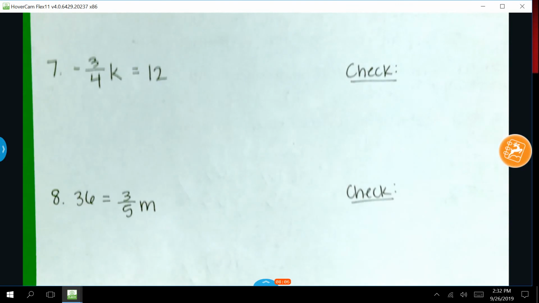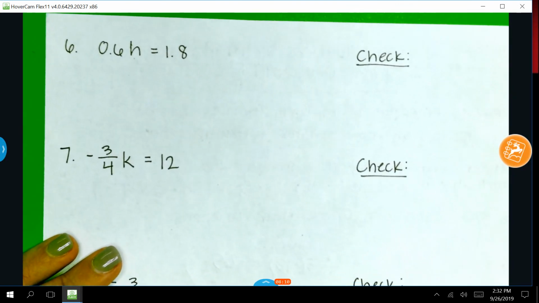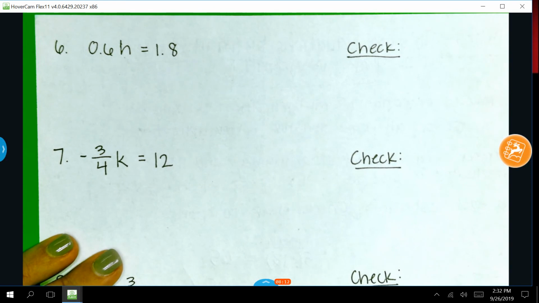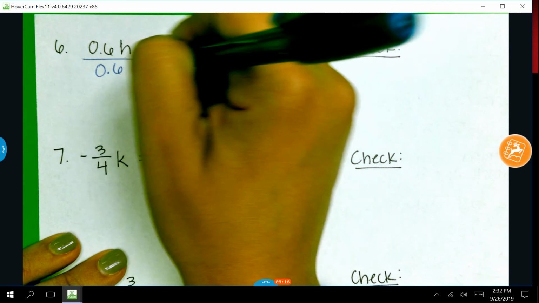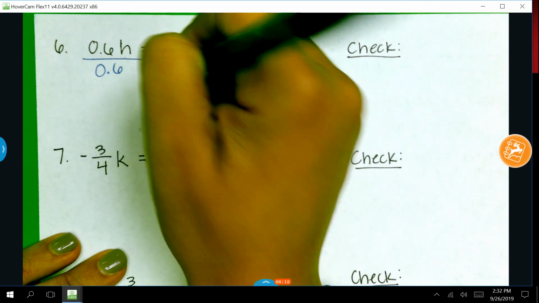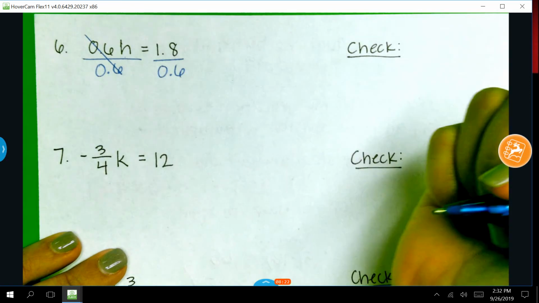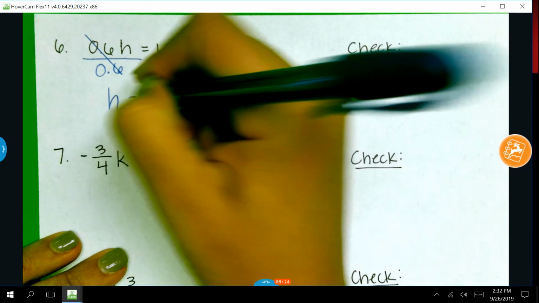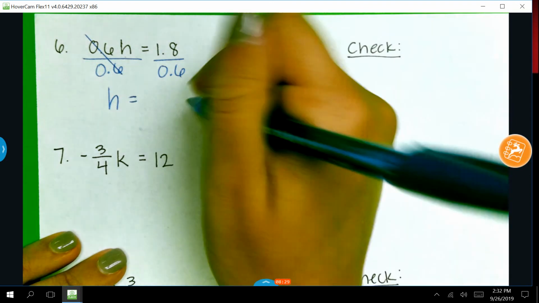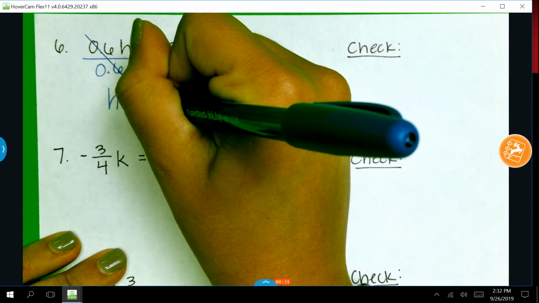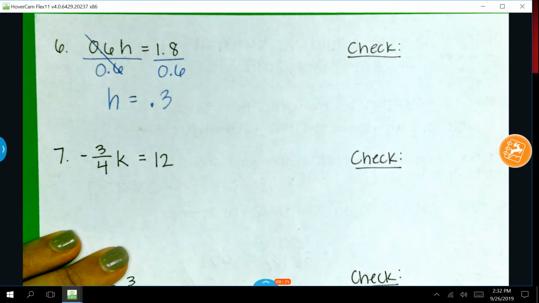Flip over. Number 6, I have a decimal. Does it change anything? No. I am still dividing both sides by 0.6. So those still cancel each other out on the left. And what is 1.8 divided by 0.6? 0.3 or 3? Point 3. 0.3.